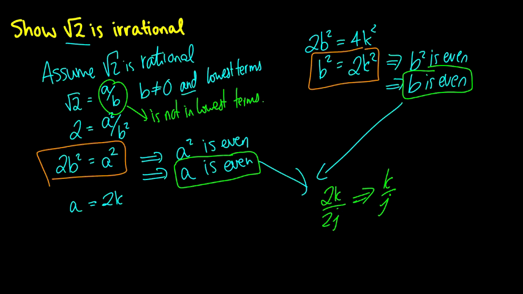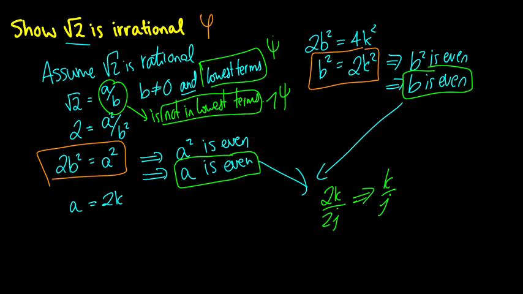So this is our contradiction. Our lowest terms here is our psi. We found out that it was not in lowest terms, which was our not psi. And our assumption, so we have to show root 2 is irrational, which is our phi. Our root 2 is rational is our not phi.